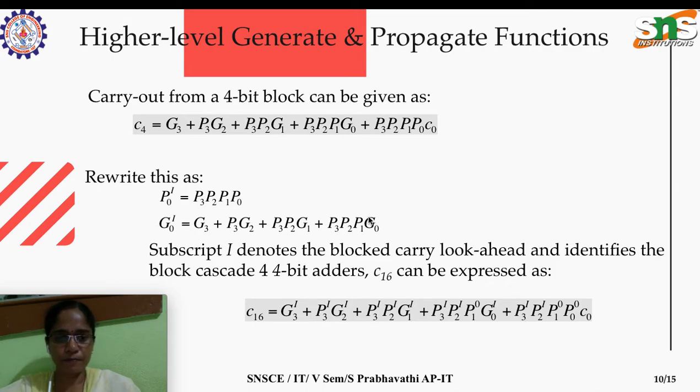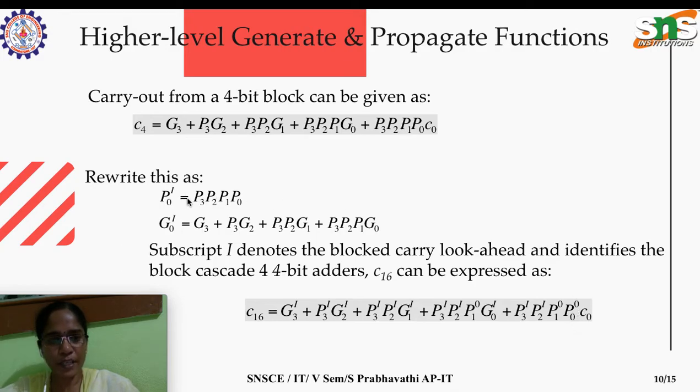Okay, then C16 will be equal to G3 of I plus P3 of I G2 of I plus P3 of I P2 of I G1 of I plus P3 of I P2 of I P1 of I, and of course G0 of I plus everything, and C0. Sorry, the subscript should be I everywhere here, the uppercase I. Here I misspelled it, it should be P0 of I.